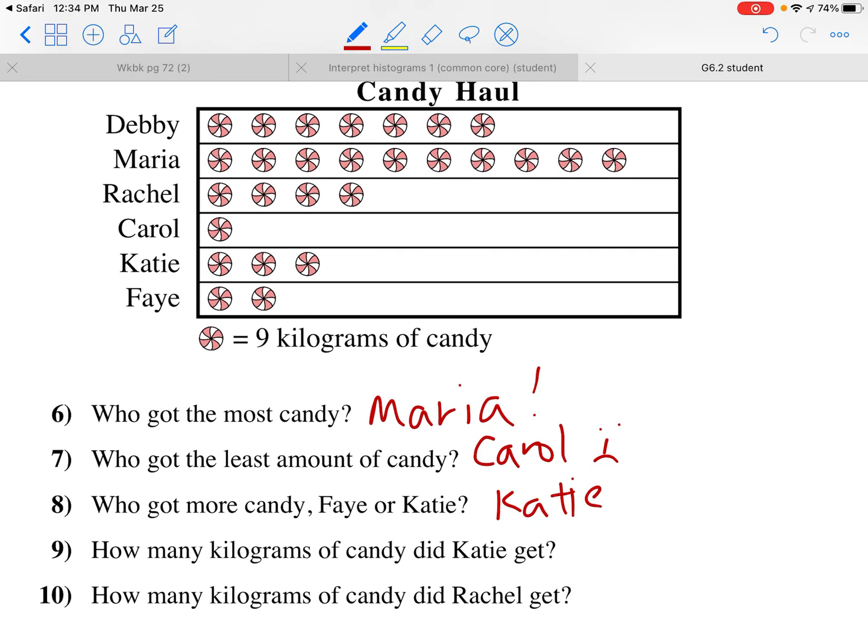Wow. How many kilograms of candy did Miss Katie get? All right. Dun, dun. 3 times 9, 27. That's like 25 pounds of candy.